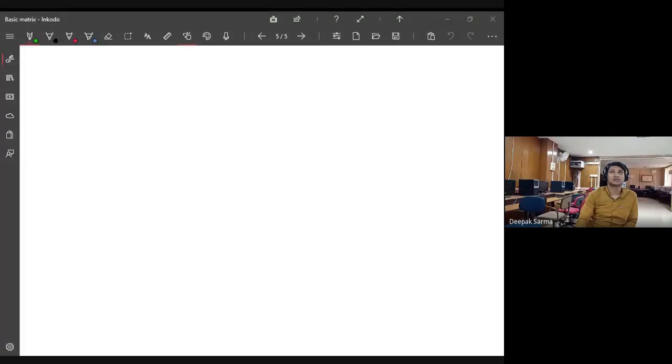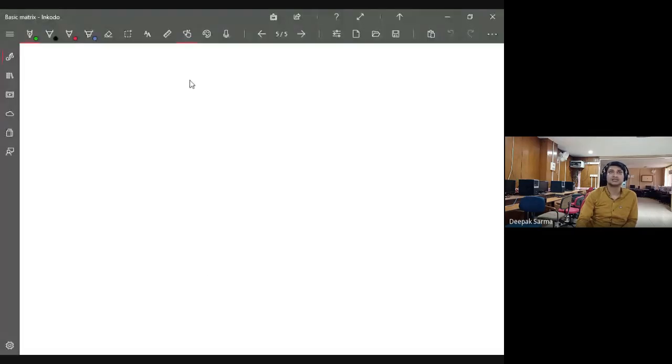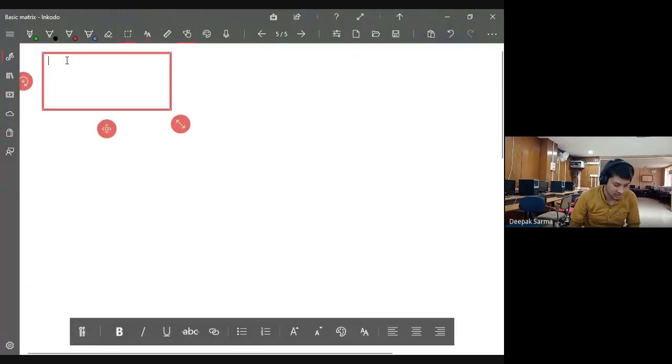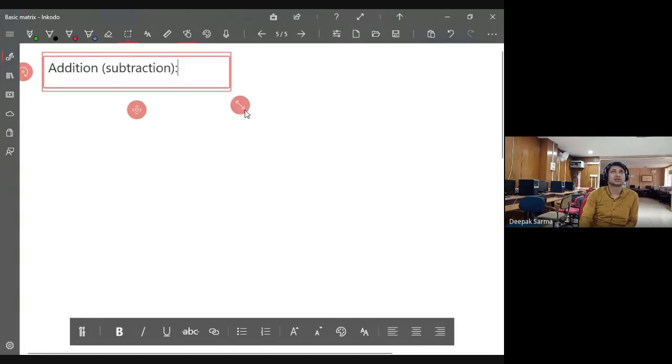Okay. So now we are going to discuss the addition or subtraction of a matrix. So what do you mean by addition, subtraction? Let me write it here: addition, or suppose subtraction. Let me write together. So all of you at least know the terms addition and subtraction for real numbers or integers.